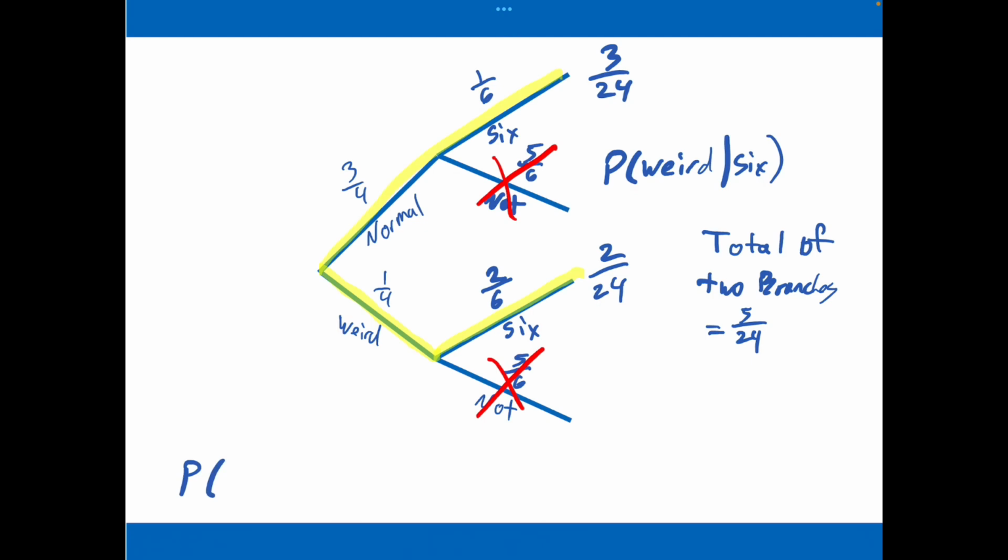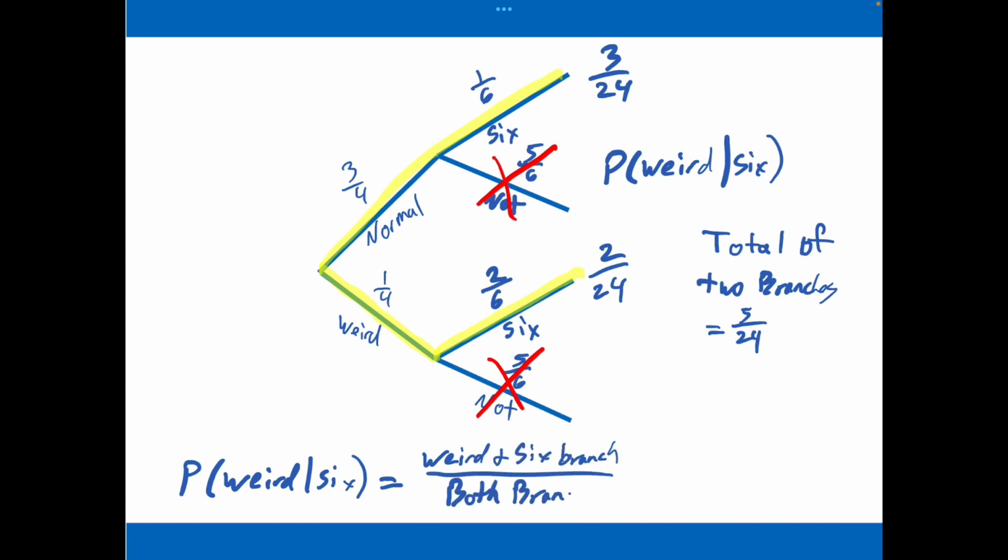So the probability of having the weird dice, given that we rolled a 6, is simply the probability of being on that weird 6 branch divided by the probability of both branches combined. But looking at our results from earlier, that's just the probability of being on the weird 6 branch, which was 2 out of 24, divided by the total probability, which was 5 out of 24. Doing a little bit of algebra results in 2/5, or 0.4 as our result, or our probability. So, rolling these dice, once we see a 6, we realize there's a 40% chance, or 2 out of 5 chance, that we actually had the weird dice in our hand versus the normal dice.